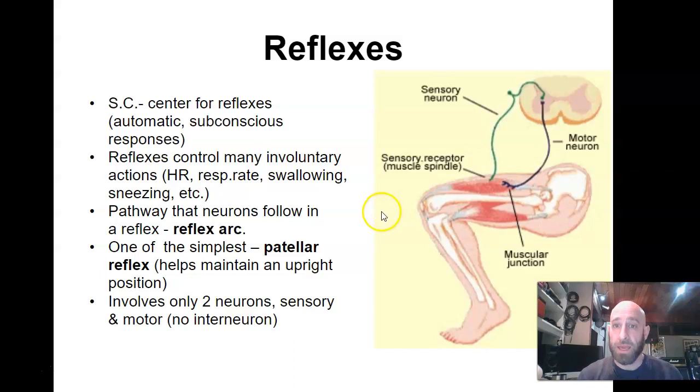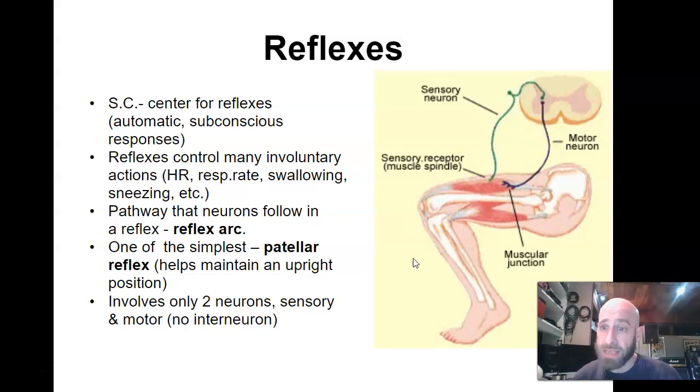So what ends up happening is your doctor hits, let's say this is your patellar tendon right here, which it is. It's not like I'm making that up. You hit that with the mallet, and what that does is it sends a sensory impulse through the sensory neuron to the spinal cord at that level. And then the spinal cord synapses directly with the motor neuron, and that immediately sends a message to your quadriceps to kick your leg out. So that way you don't fall over if you're standing up.